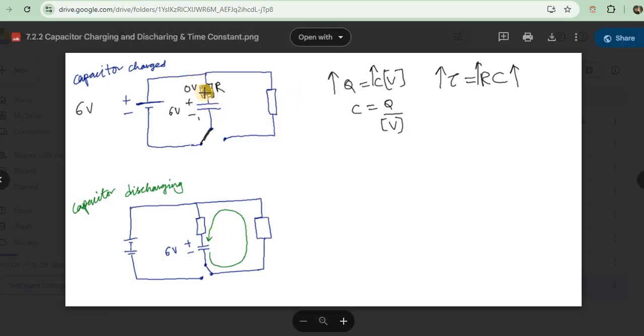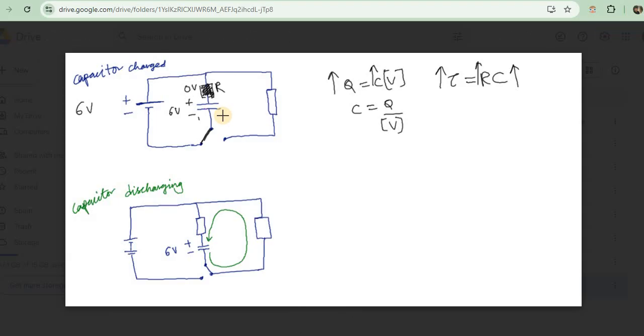Remember, this R is an external resistor. It's not the resistance of the capacitor. Okay, don't confuse. R is a resistor that is outside the capacitor. It's not the resistance of the capacitor.